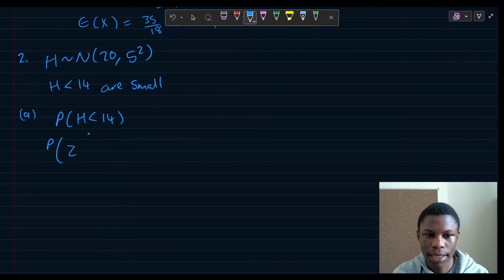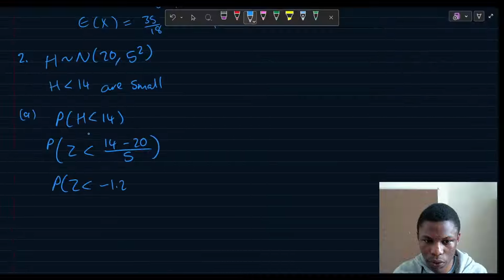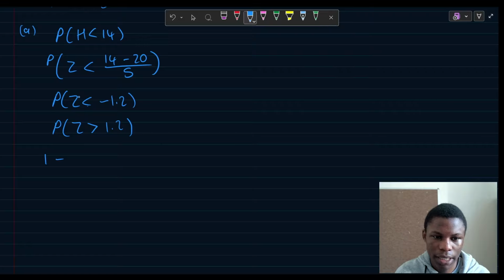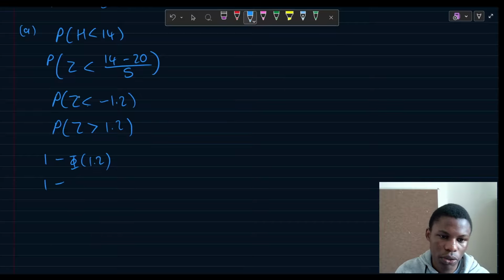So the probability that H is less than 14, because that's the criteria for a small tree, and we standardize. So H becomes Z, and this is less than 14 minus the 20 divided by our standard deviation, which would be 5. So this becomes Z is less than 14 minus 20 over 5, which is negative 1.2. I want to change it from negative to positive, so I can change the less than sign to a greater than sign. So this becomes positive 1.2. And I know that this is 1 minus phi of 1.2.